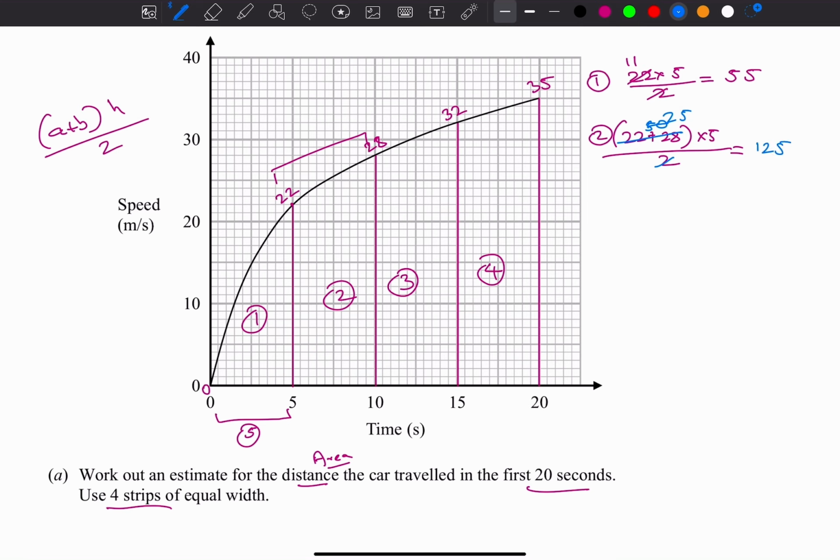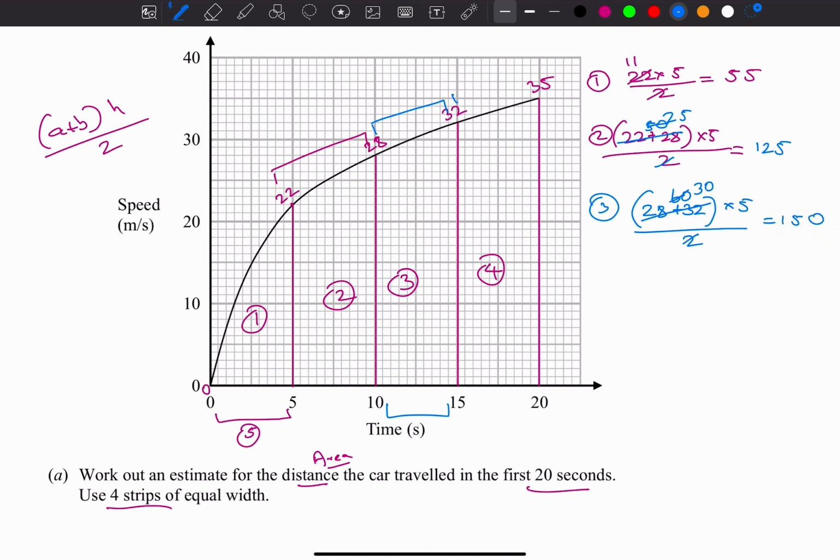The next one is 28 and 32. That's the third one, by the way, we're doing. The third one is 28 plus 32, times the height, which is still 5. Remember, it's going to be 5 all the time now. Divided by 2. 28 and 32, that's 60. 60 divided by 2 is 30. 30 times 5 is 150.